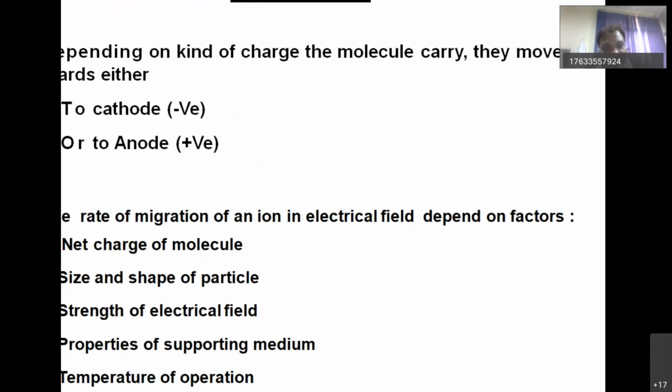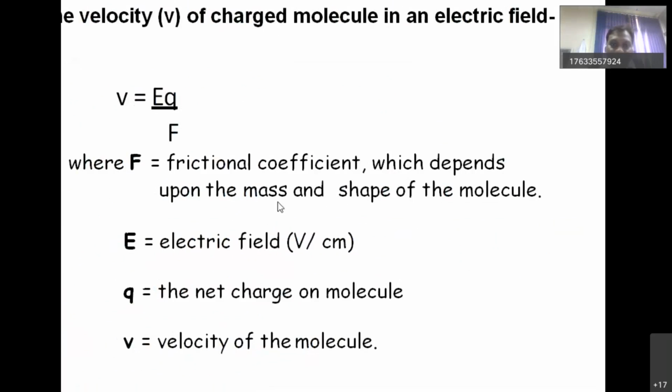The migration of the ions in electrophoresis depends on different factors, like the net charge of the molecule, size and shape of the particles which you want to separate, strength of the electric field which you applied, properties of the supporting medium in which you are going to load your sample, and temperature of operation where you are doing your experiments in the lab. You can calculate the velocity of the molecule by V equals EQ by F, where E is the electric field, Q is the net charge of the molecule, while F is the frictional coefficient, which depends upon the mass and shape of the molecules.